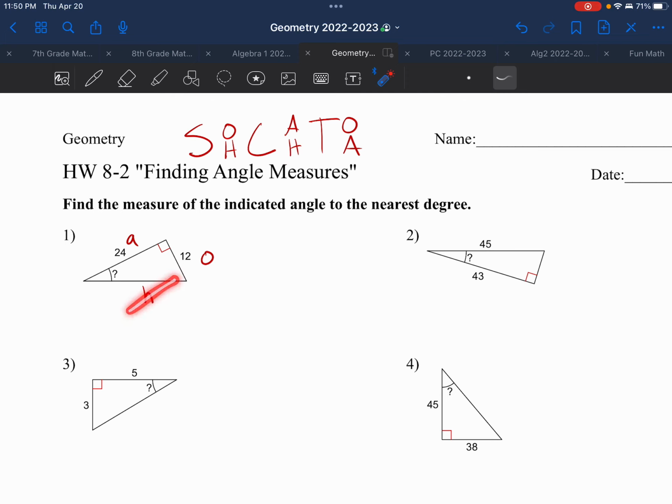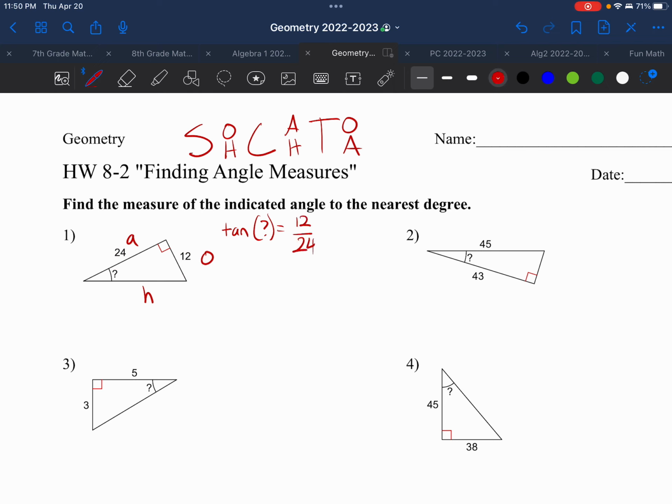We don't have an H, which means we can't use any of these. We have to use tangent. So I'm going to say tangent of my angle, of my question mark in this case, is going to be equal to my trig ratio. My trig ratio, tangent tells me I do O divided by A. 12 divided by 24. So I'm going to say it is equal to 12 over 24.